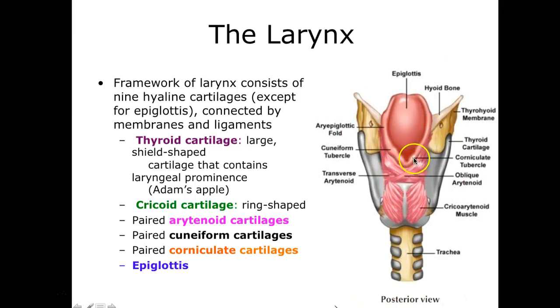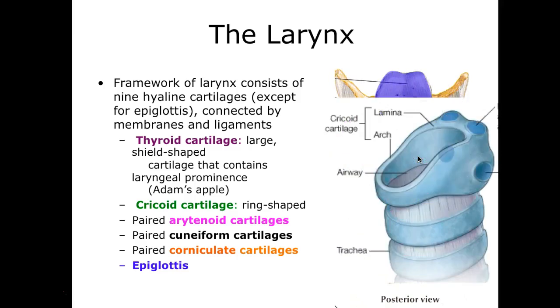So down here we see your corniculate tubercle, or corniculate cartilage is in here, and that was sitting on top of the arytenoid cartilages that are covered up with muscle right here. And then if we look right above that, these little tubercles here, these bumps, this is the cuneiform cartilage in there. And then we would have an aryepiglottic fold that goes up to the epiglottis and just covers everything in this region.